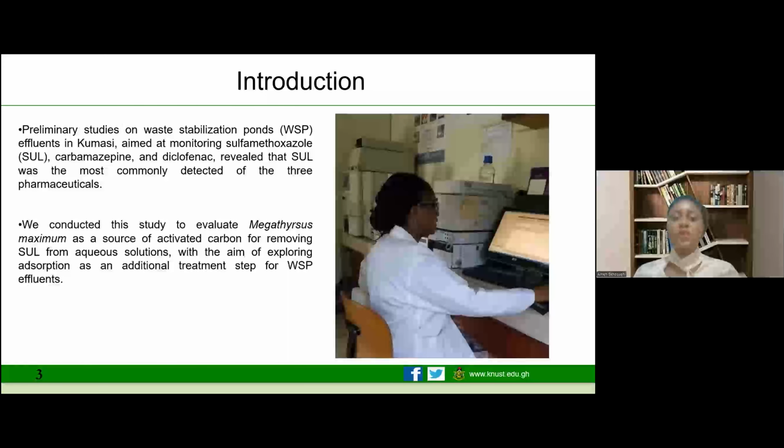The motive for this study was based on a preliminary monitoring campaign done on waste stabilization pond effluent in Kumasi, Ghana. It was aimed at monitoring 3 known recalcitrant pharmaceutical contaminants in wastewater. That is sulfamethoxazole, which I would shorten as SOL for ease of pronunciation afterwards, then carbamazepine, diclofenac. From our studies, we discovered that SOL was the most prevalent of the 3 analytes. So we concentrated and wanted to find how to augment our waste stabilization pond.